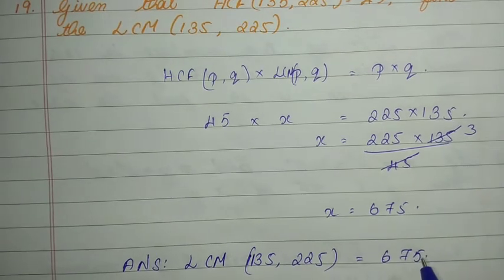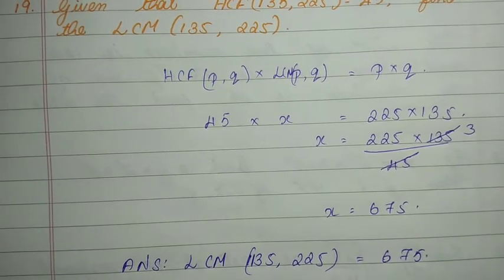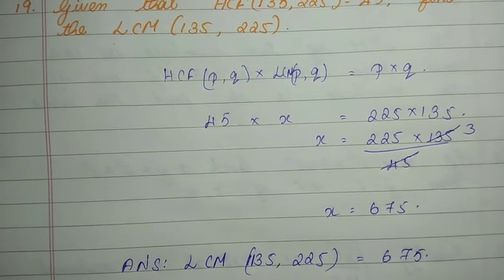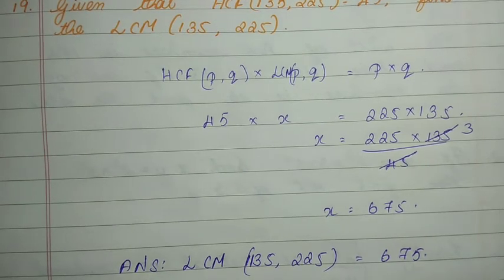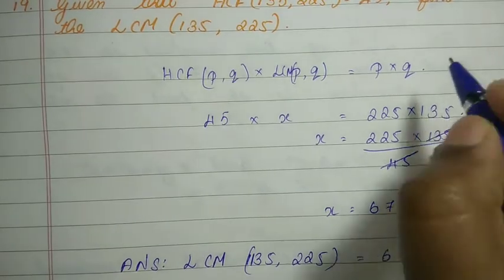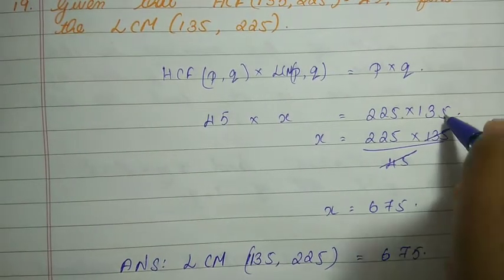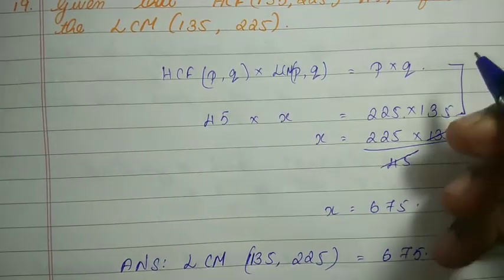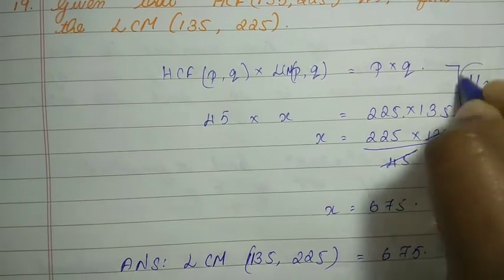So for these types of questions, you will have step marks. Even though it is a 1 mark question, you will have step marks. So for writing this formula and writing till here, you will get half a mark.